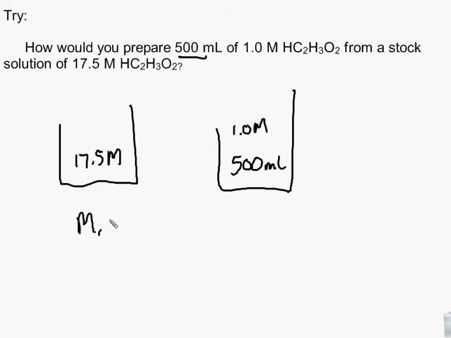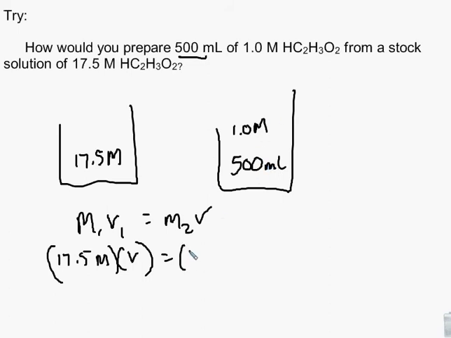Well, we use M1V1 equals M2V2. And we plug these in. We say the molarity, 17.5 molarity, times the volume. We don't know how much of this we'll need to put in. And then we have our second molarity, which is 1.0 molarity, and our volume, we know our volume. We want 500 milliliters of that.